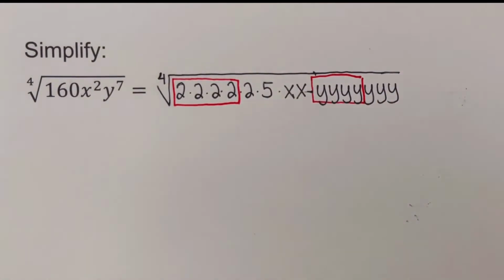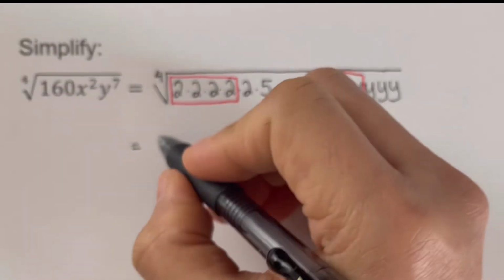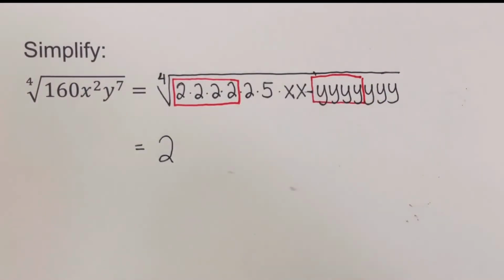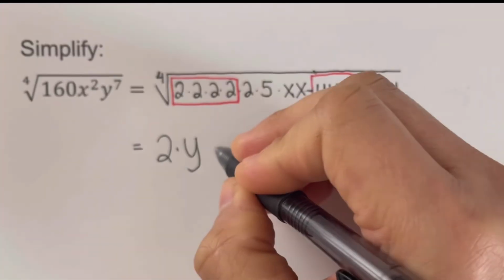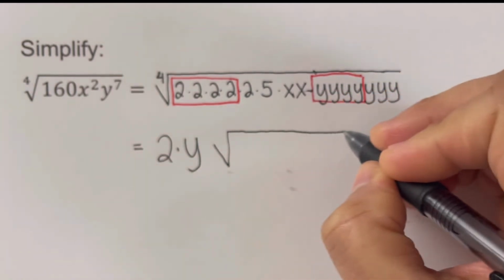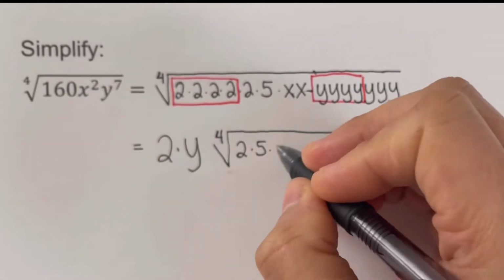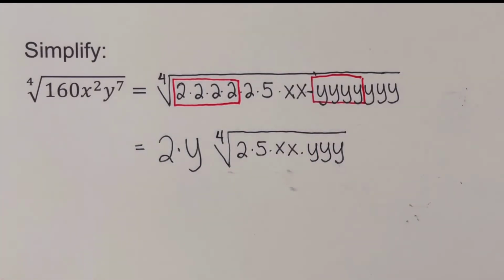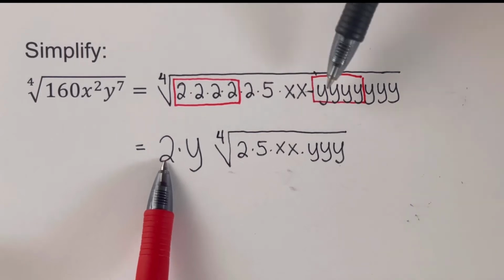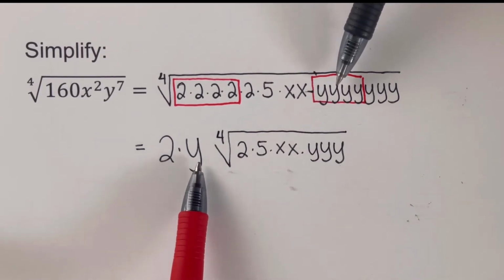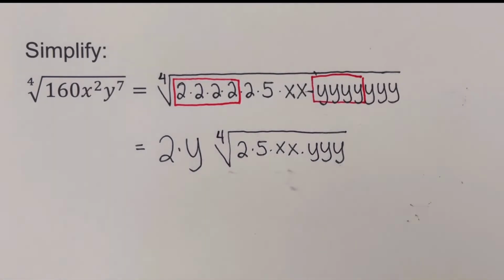So we go ahead and write those that we group together. A group of 2, so I'm going to write 2. We put it outside the radical symbol, and then we have another group of y. And whatever is leftover, we are going to write it inside the radical symbol. So what's going on here is that this group of 4 2's, I wrote 2 here. This group of 4 y's, I wrote the y. And whatever's the leftover, I write it inside the radical symbol.